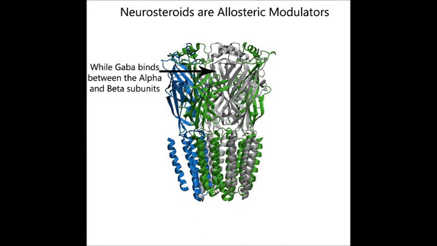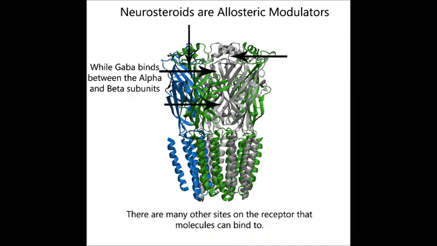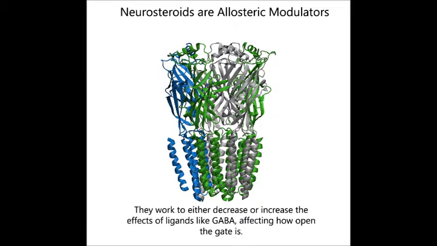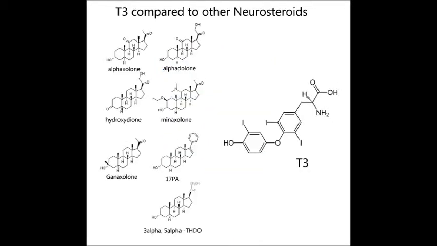Neurosteroids mostly work on these types of receptors as allosteric modulators. This means they bind in sites on the receptor other than the active sites, such as where GABA binds. The neurosteroids then act to either enhance or inhibit the activity of the ligands binding to the receptor. Our lab group hypothesizes T3 works in this way, similar to a neurosteroid, due to the structure of the molecule. Looking at other types of known neurosteroids, there are many similar structural groups to that of T3.